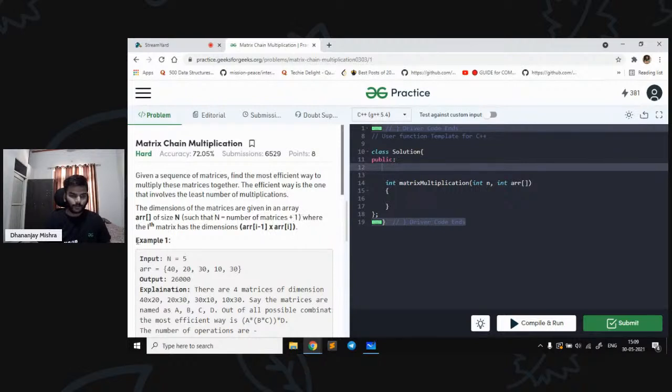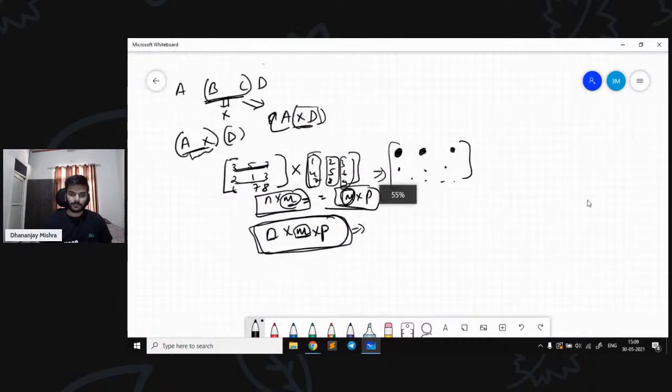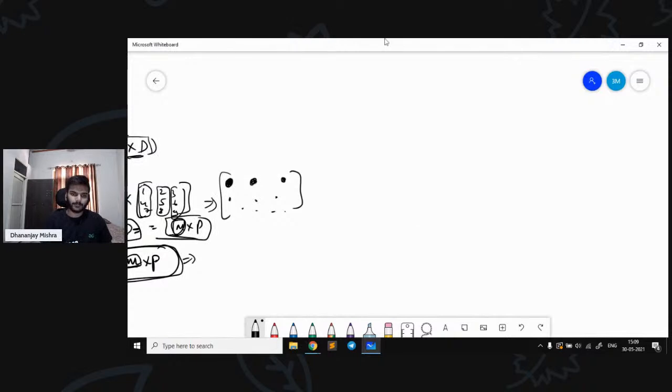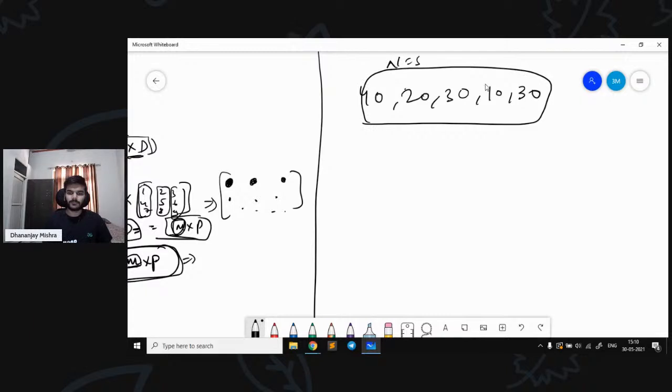What does it mean? The ith matrix has the dimension array of I minus 1 into array of I. So if I pick this array and denote all the matrices they are forming, the array was 40, 30, 20, 10, and 30. I guess that was it. Okay, so there is a swap here, it will be 20 and 30 here. So these were all the arrays given to us, and n was equal to 5.